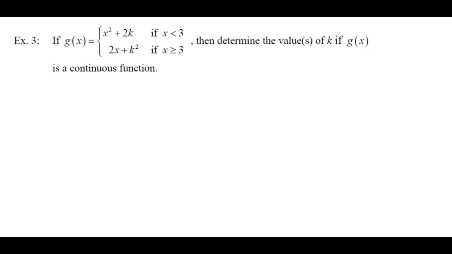Example 3. If g of x equals x squared plus 2k if x is less than 3, and 2x plus k squared if x is greater than or equal to 3, then what are the values of k that would make g of x a continuous function? So if g of x is continuous, what do we have to have happen? The left-sided and right-sided limits at a given point must match, and what might that given point be? 3, right? So we have to ask where it might fail, and the only place is at 3, because that's where the two functions are different.